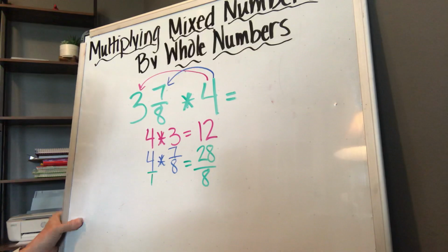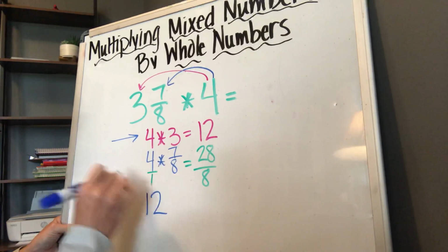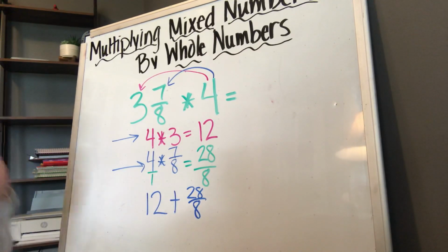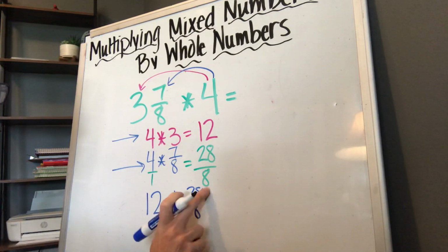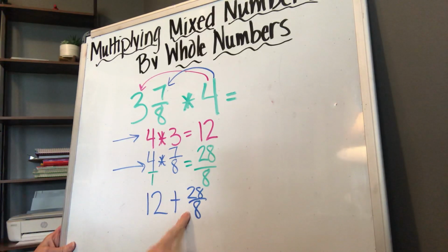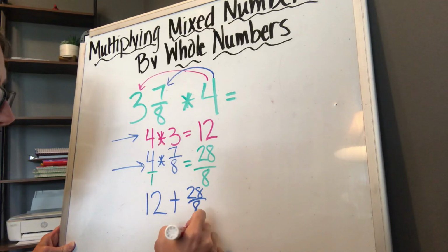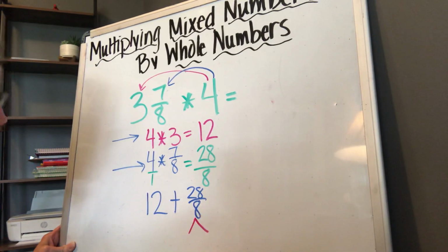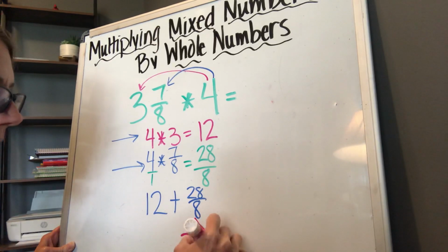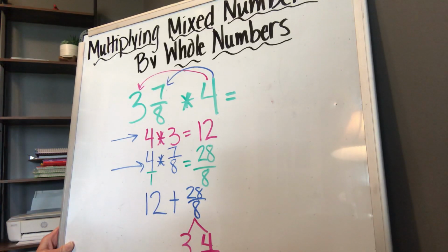Then I can put my two products together. So I can put my product here, 12, plus my second product, 28/8 together. Now before you come up with your answer, you have to realize that 28/8 is actually an improper fraction. So you have to ask yourself, how many times does 8 go into 28? 8 can go into 28 3 times. Because 3 times 8 is 24, that means you'd have 4 left over with a denominator of 8. So 28/8 is the same as 3 and 4/8.